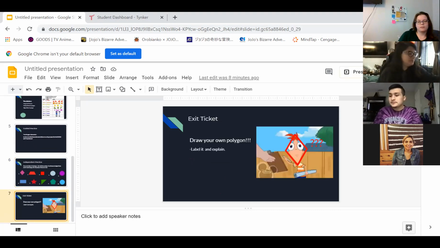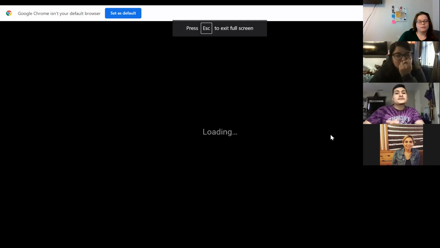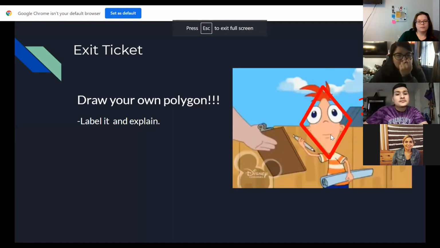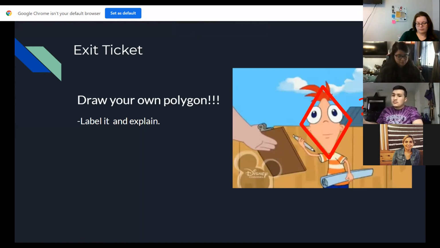So now, go ahead and draw your own polygon and label it and explain why you classify it as decagon, nonagon, or whatever it's going to be. It can even be Phineas's face looking directly at the camera.